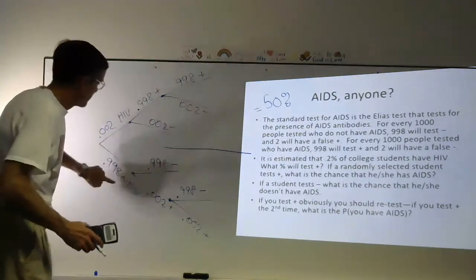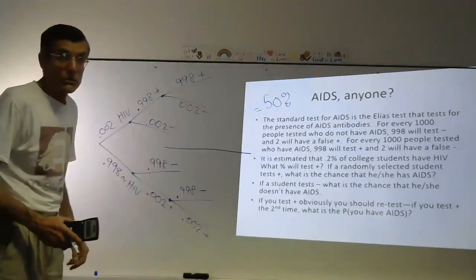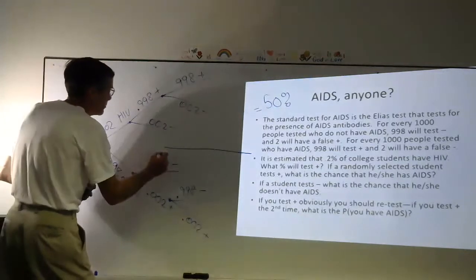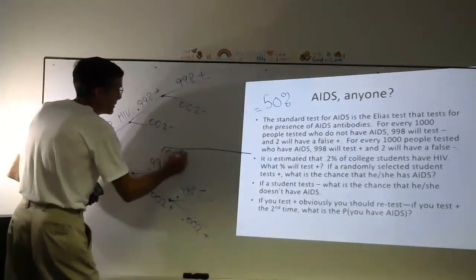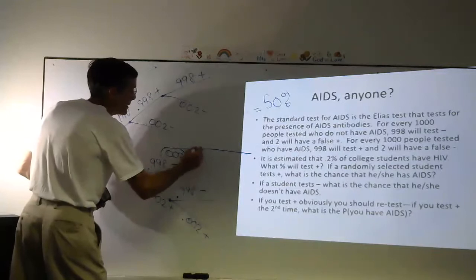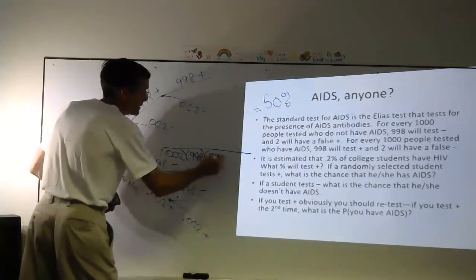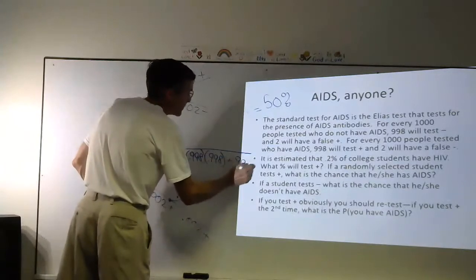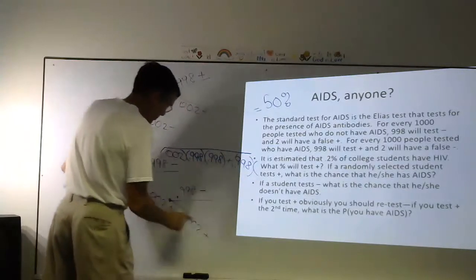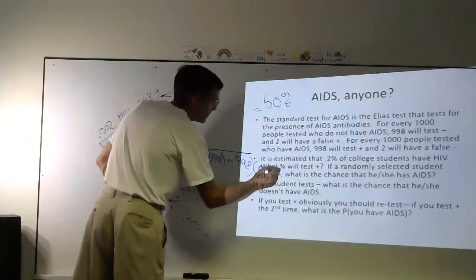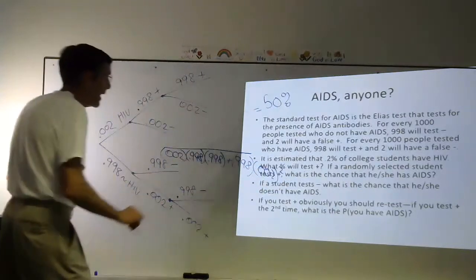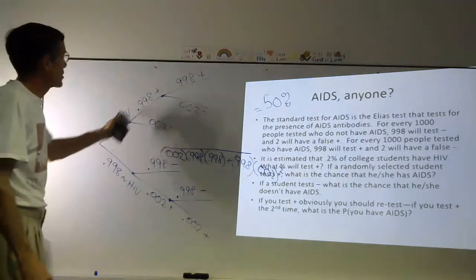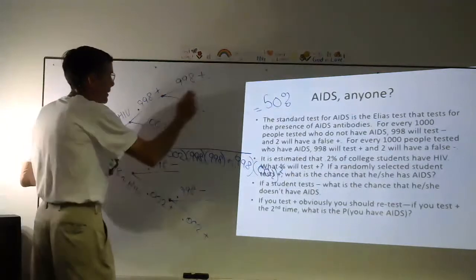So, how can you test positive the second time? This branch or that branch, right? Okay, so let's do it. 0.002 times 0.998 times 0.998 plus 0.998 times 0.002 squared, two of them. And on the top, what's the probability you actually have AIDS? It's this one on the top.